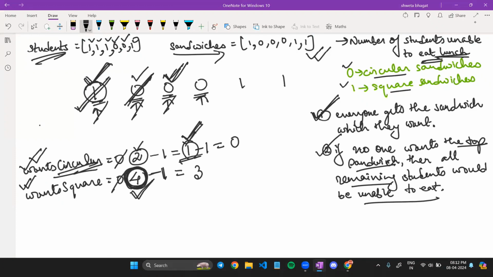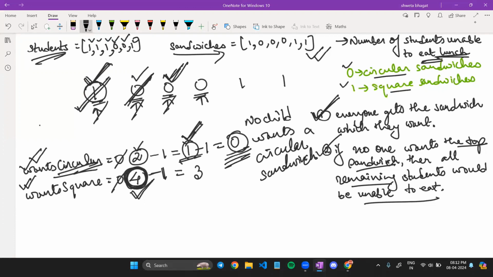Now again, we are at a circular sandwich. Now we will check: does there exist a child who wants a circular sandwich? We can see that the count of want circular is 0. So what does it imply? It implies that no child wants a circular sandwich. Correct. And if no child wants a circular sandwich, then what does it mean? At this moment, what do we have in our stack? We have this 0, 1, 1. Correct? That is, 0 at the top.